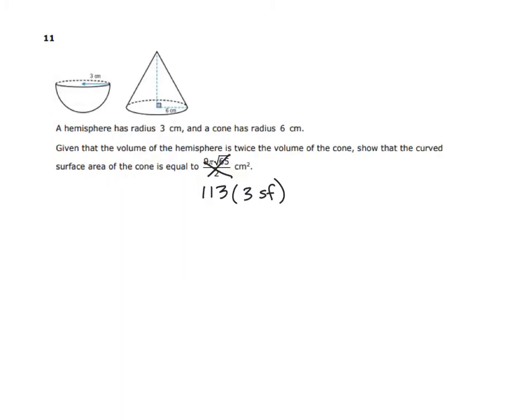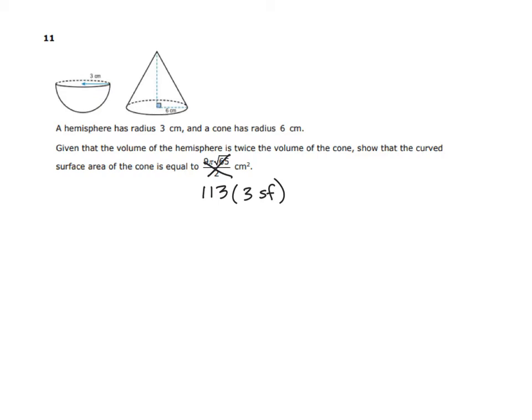Now let's take a look at number 11 that says a hemisphere, which of course is half of a sphere, has a radius of 3 centimeters and a cone has a radius of 6 centimeters. Given that the volume of the hemisphere is twice the volume of the cone, show that the curved surface area of the cone is equal to 113 centimeters squared to three significant figures, okay?